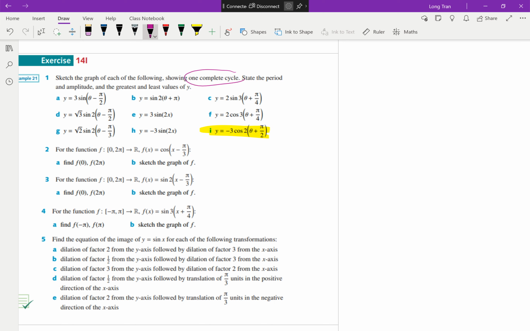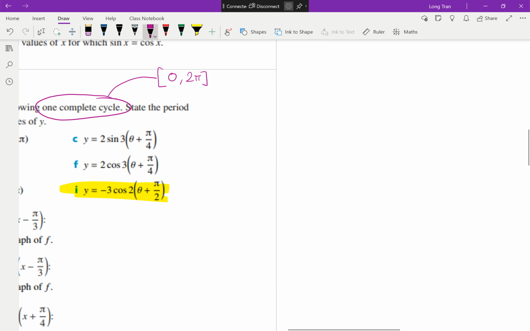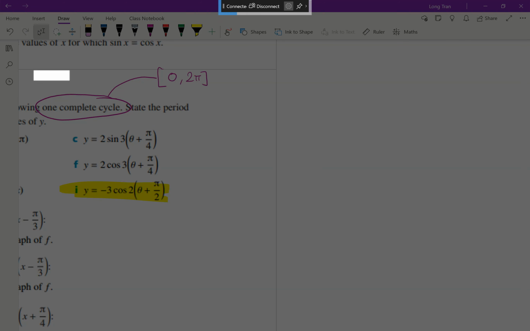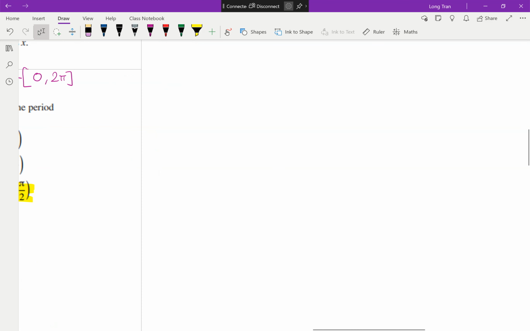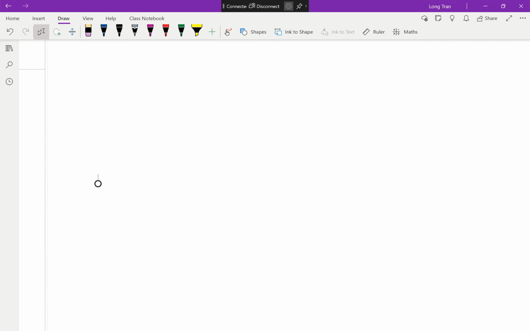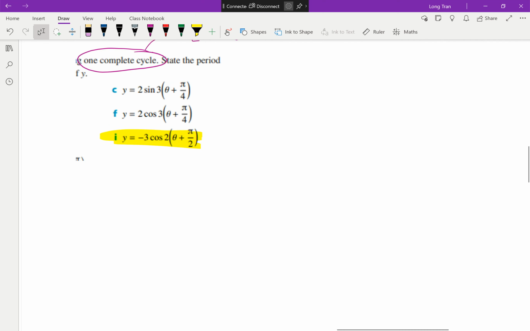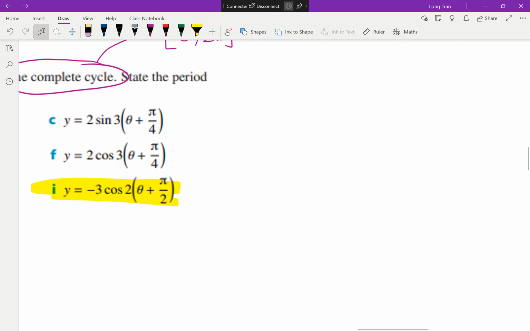I'm going to change this question. I'm going to say, let's make it between 0 to 2 pi to start off with, just to make it easy for you. Okay? All right. Here we go. Let's copy this. Here we go. So I want you to be able to sketch question I.